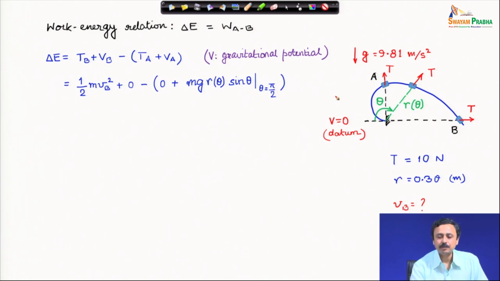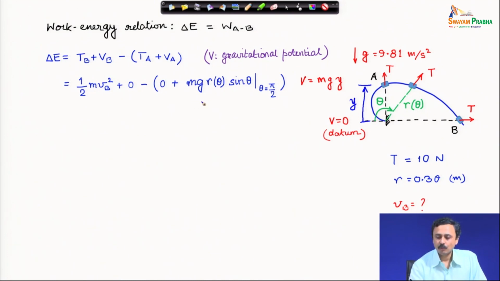We know that the gravitational potential energy V is nothing but m g y, and y is being measured from the datum. This is the datum where potential is 0, and from there we start measuring the vertical displacement y. The gravitational potential energy which we have derived is m g y, with y measured from the datum. Now, how do I find that?